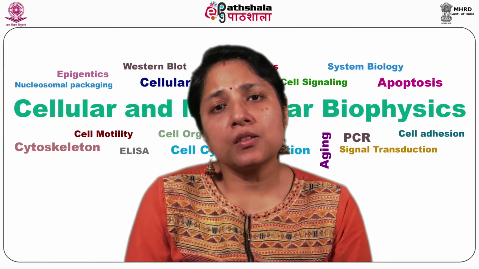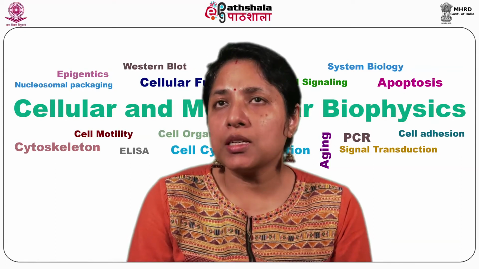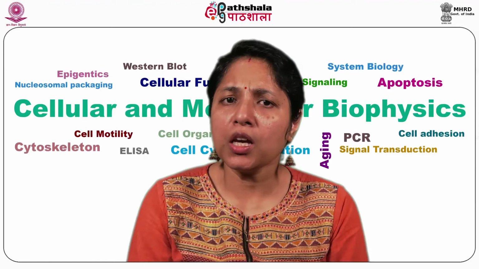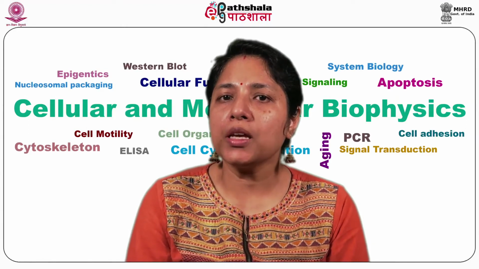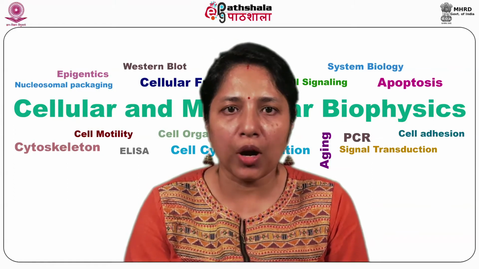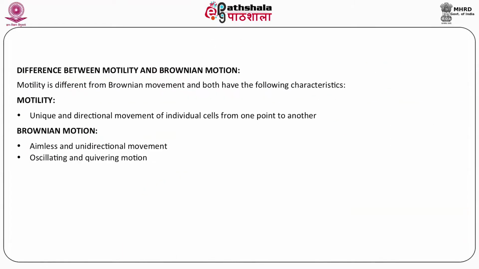Now, what is the difference between the terms motility and Brownian motion? Motility is different from Brownian movement, and both have the following characteristics. Motility is a unique and directional movement of individual cells from one point to another. On the other hand, Brownian motion is aimless and unidirectional movement, and it includes oscillation and quivering motion.